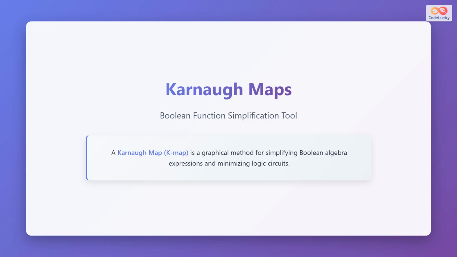A Karnaugh map, often shortened to K-map, is a visual method used to simplify Boolean algebra expressions. By using this graphical technique, we can minimize the complexity of logic circuits, making them more efficient. It is a powerful tool for anyone working with digital logic and circuit design.